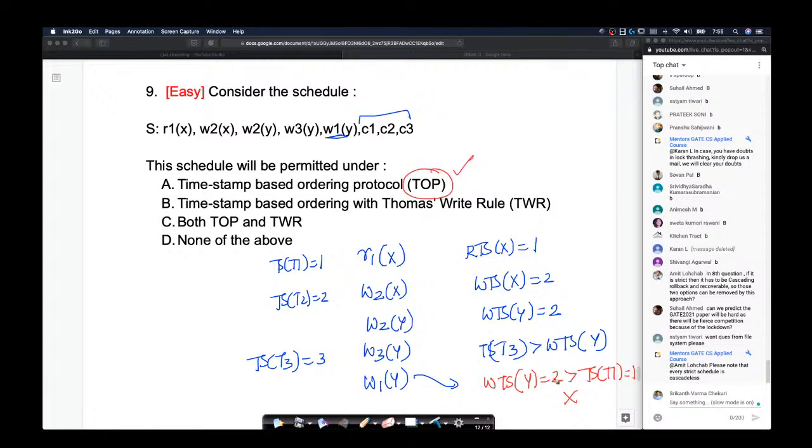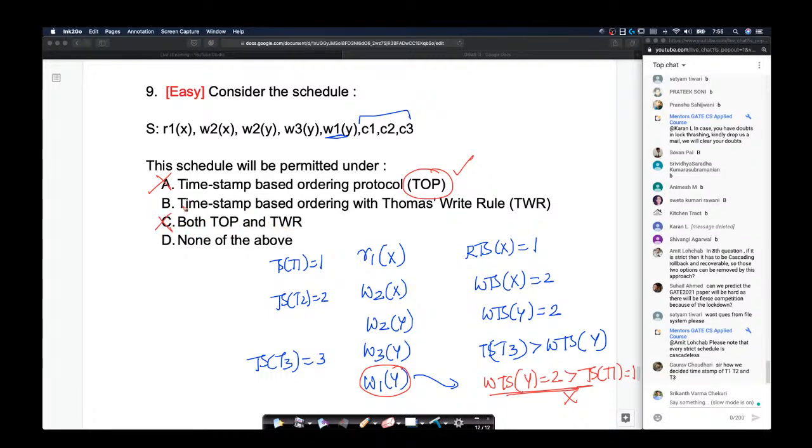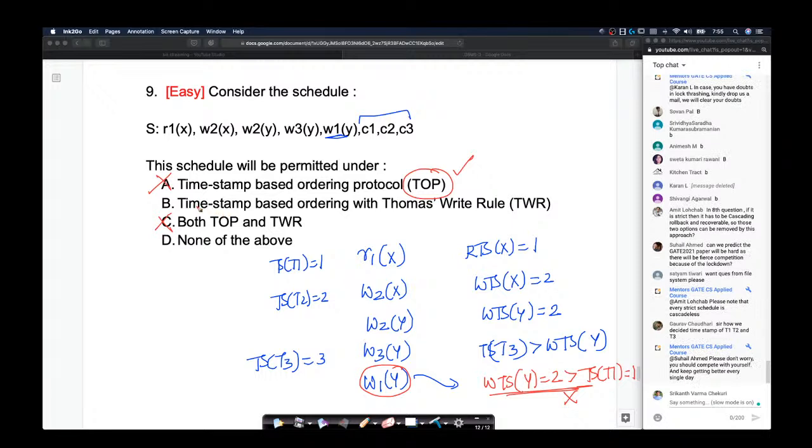If you're using timestamp based protocol, this will not be accepted. The write timestamp of the variable that you're writing now, which is 2, is greater than the timestamp of the transaction that you have. So this will create the problem. So certainly this is not timestamp based protocol. Obviously this option will not be it either, because this says both TOP and TWR. But let's look at the second option now.